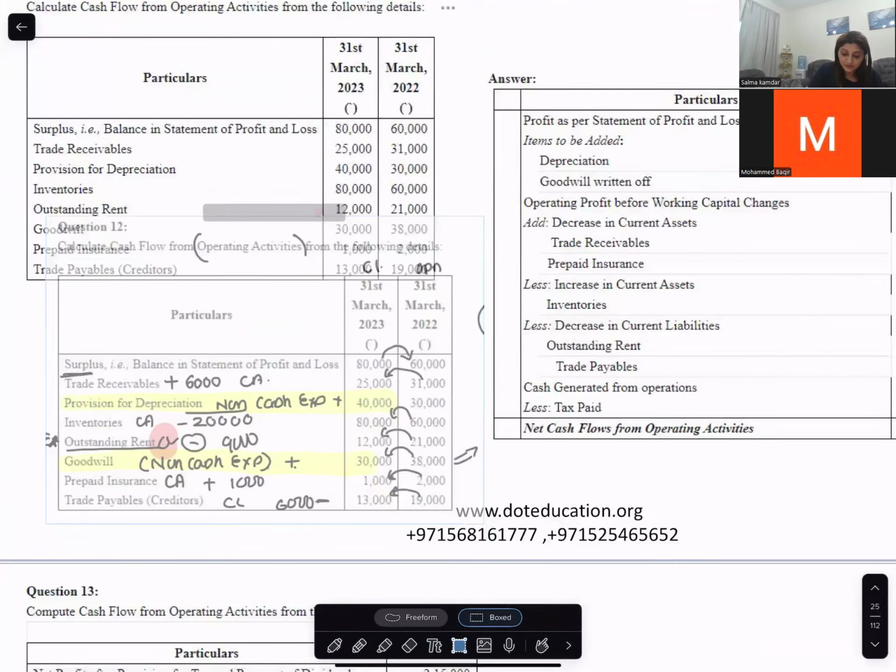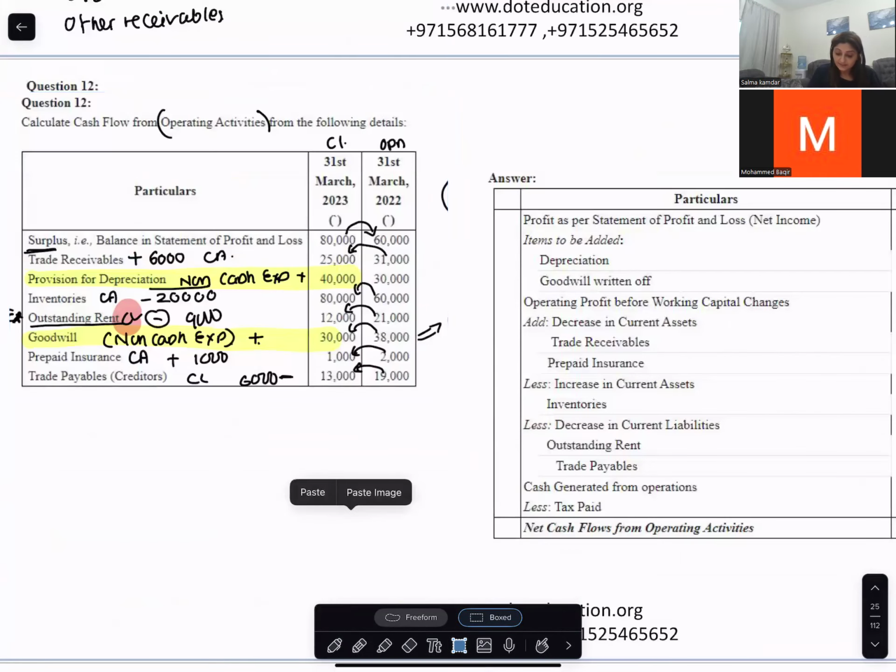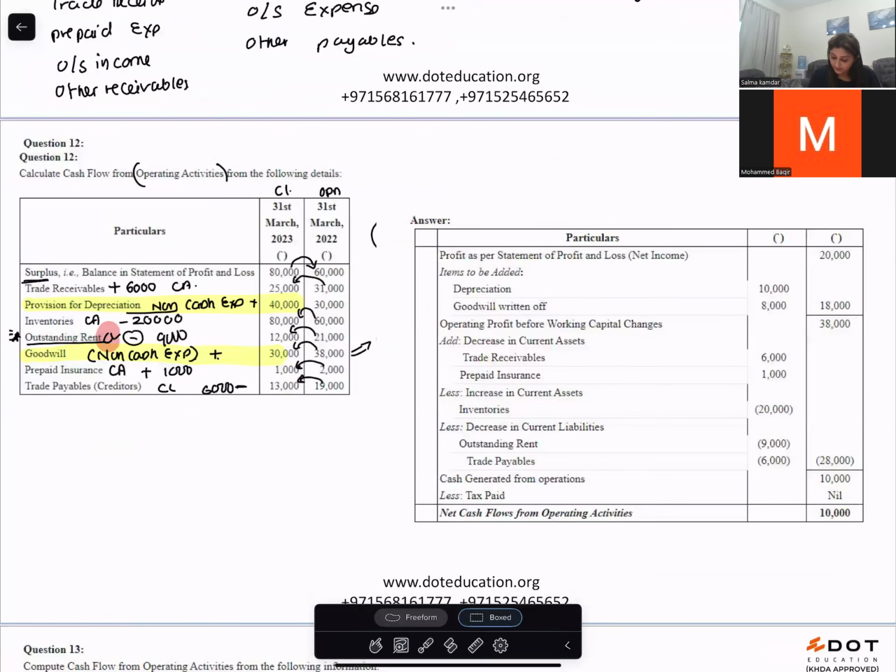I'm putting this image over here. Now you will start with surplus, closing minus opening. Add non-cash, non-operating expenses, so you have depreciation and you have goodwill written off. Get operating profit before working capital changes. Then you have working capital changes.